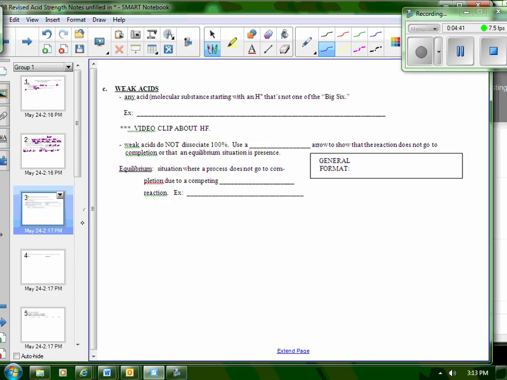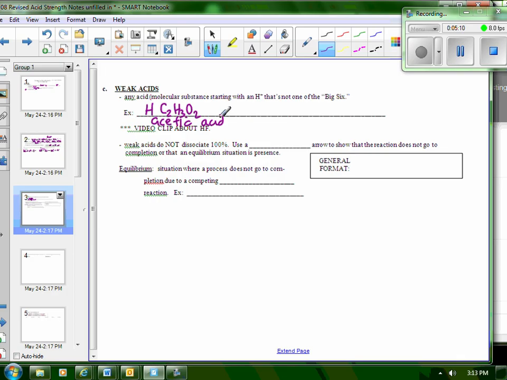Well, weak acids are any acid that's not one of the big 6. I'm sure you guys can come up with a couple examples. Some of the really common ones might include acetic acid. So you take the acetate ion, C2H3O2 minus, and you put an H in front. So this whole thing is acetic acid. That's what vinegar is. Basically, if you can in any way consume the acid, it's probably weak.